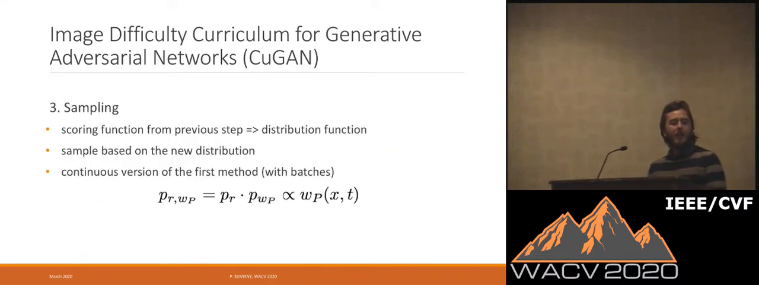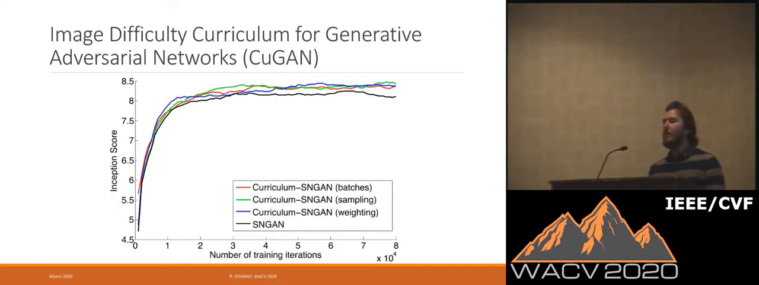The last method is sampling. We build a distribution function based on the easiness score and the scoring function, and then we sample according to this distribution. This can be seen as a continuous version of the first method with batches.